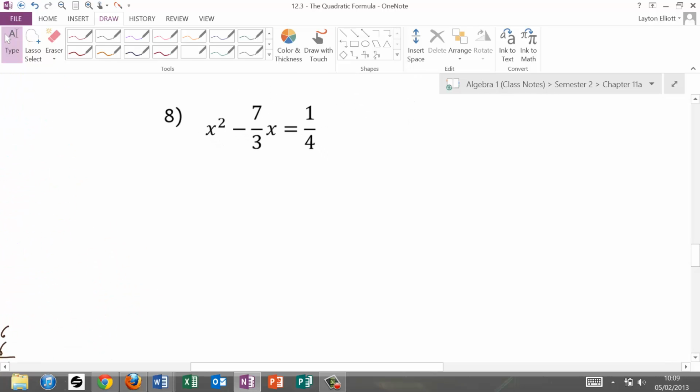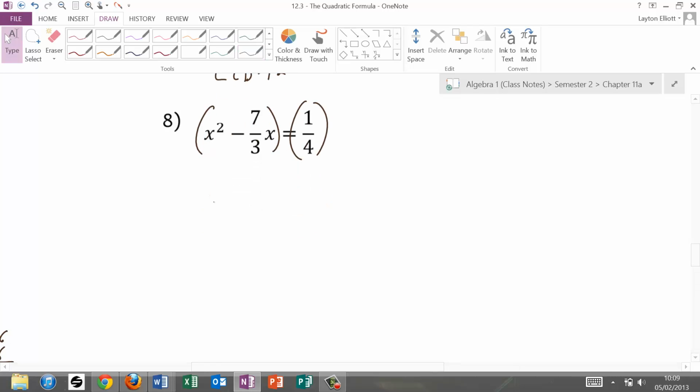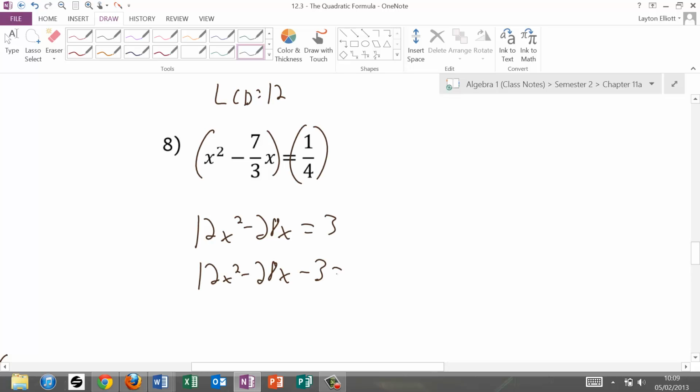There's another one with fractions. Let's clear the fractions. Multiply the left and the right side of the equal sign by a least common denominator. 4 and 2 gives me 12. And I end up with 12x squared minus 4 times 7 is 28x equals 3, or 12x squared minus 28x minus 3 equals 0.